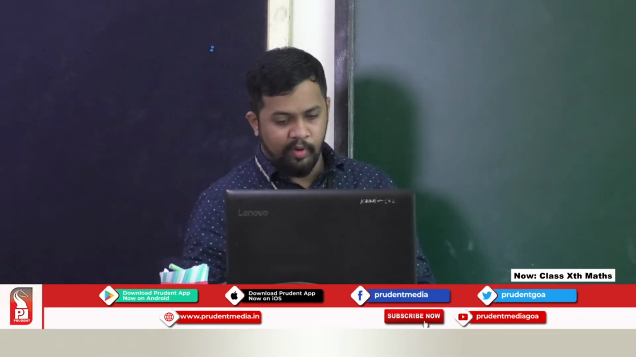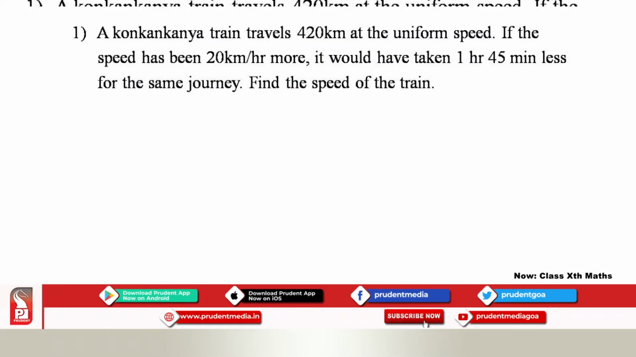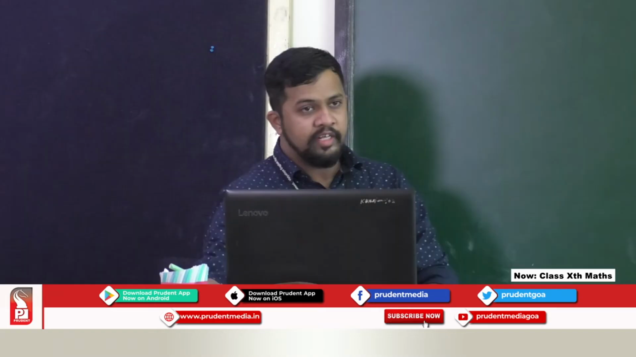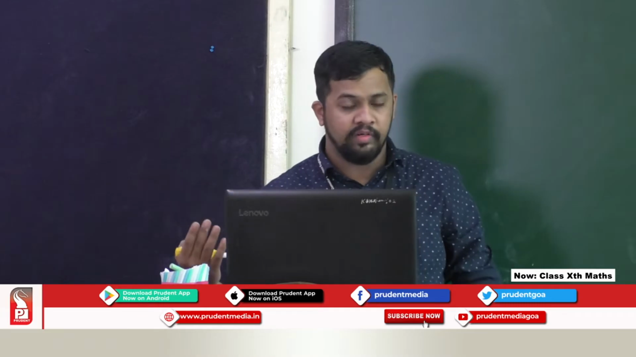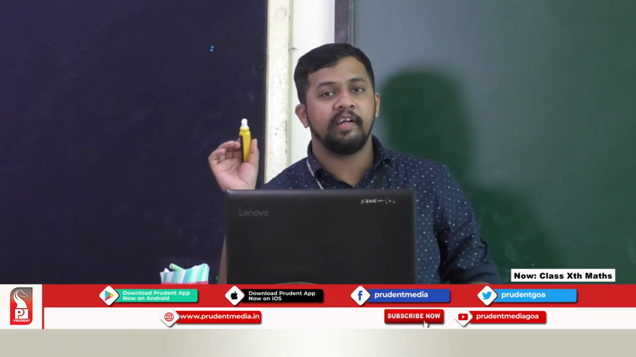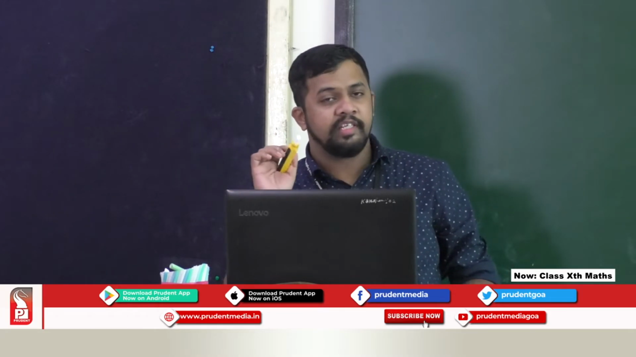So let's take the first problem. Let me read the question before you. A Konkani train travels 420 km at a uniform speed. If the speed had been 20 km per hour more, it would have taken 1 hour 45 minutes less for the same journey. Find the speed of the train. We have to read this question 2 or 3 times to understand what is to be found out. We have to find the speed of the train, so this is the unknown quantity.